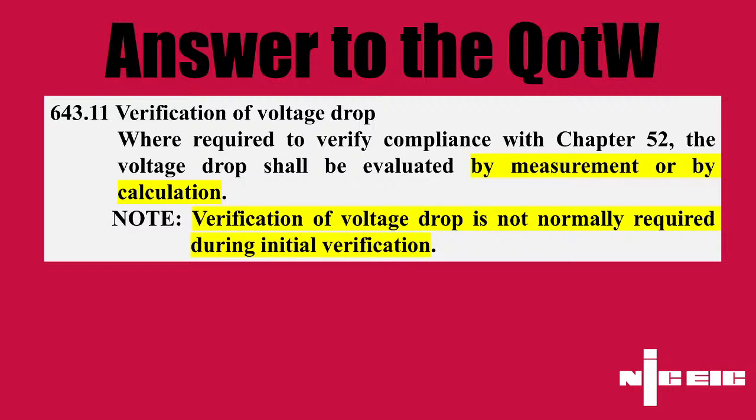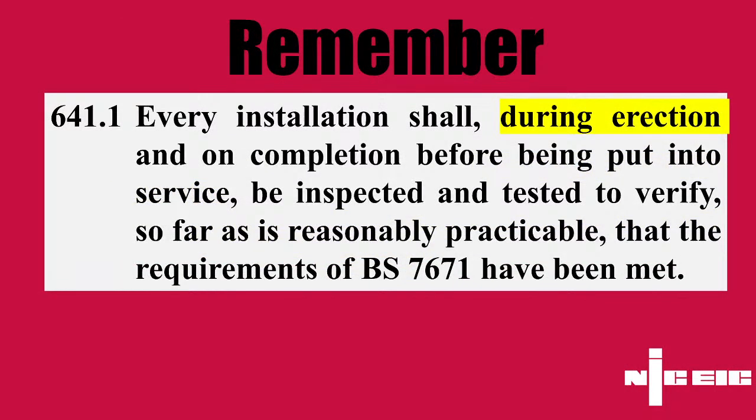Another important note, Sam, is that we're often asked, how can you inspect the routing of a cable when the installation is finished and the cables are buried in the fabric of a building, for example? It is very important to remember that 641.1 tells us that every installation shall, during erection and on completion before being put in service, be inspected and tested to verify, so far as reasonably practicable, that the requirements of BS 7671 have been met. So initial verification should not just be something we do at the end, but something we do during the whole erection process.